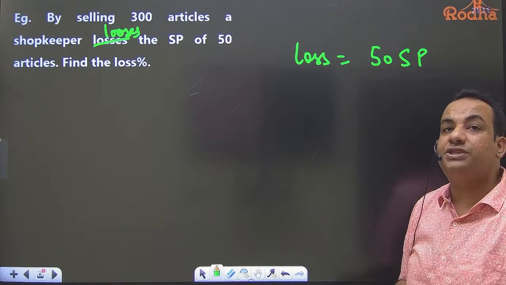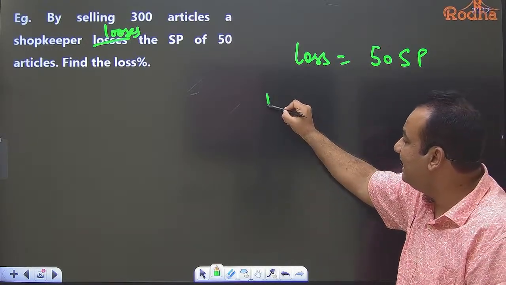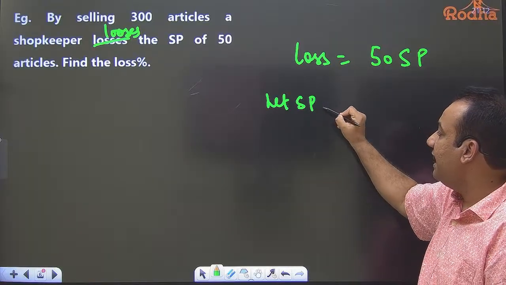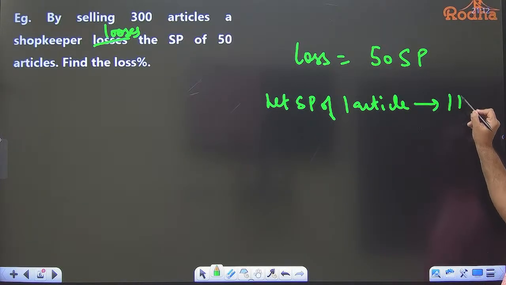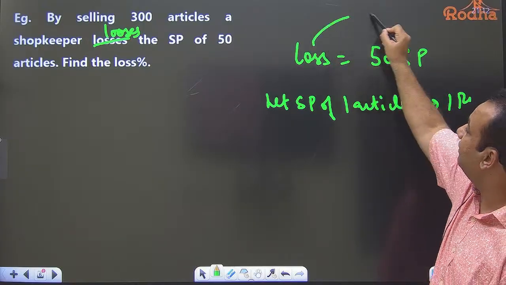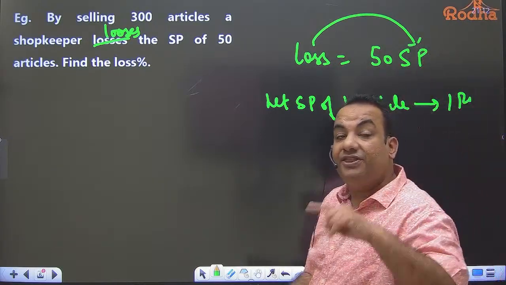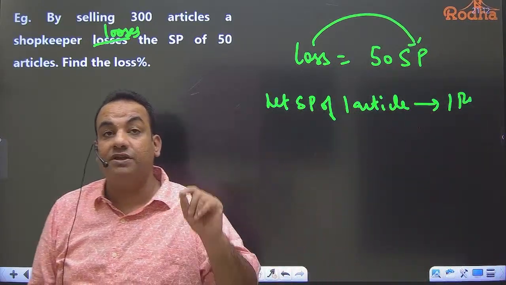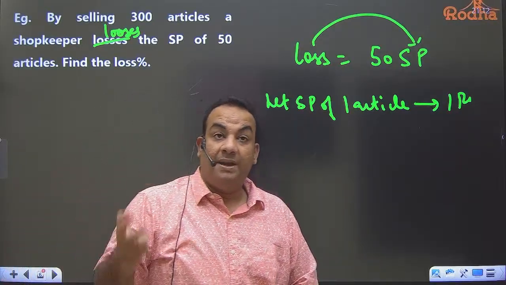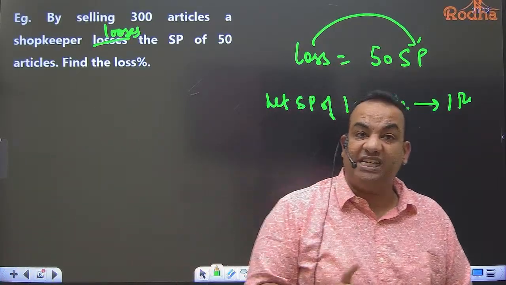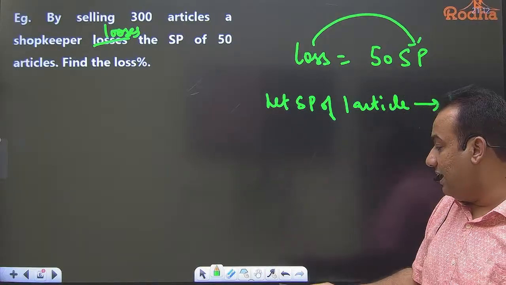So how to proceed with this question? Let SP of one article be 1 rupee. Why am I assuming the value of SP? Because the loss is given in terms of SP. If the loss was given in terms of CP, then I would assume the value of CP to be 1 rupee. But here the loss is given in terms of SP, so I will assume SP of one article as 1 rupee.